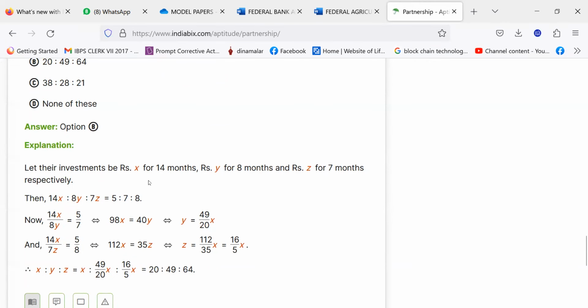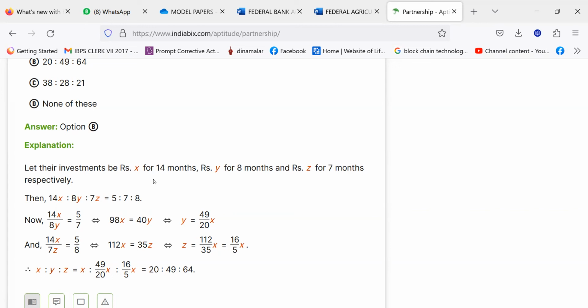So, sir, as we have to find the ratio of the investment, first of all, they have given the values for each person, such as X, Y and Z, for marking the ratio of investment. And as the profit is given, the profit will be based on the investment made. Profit is based on investment made and the period and the time. Yes, sir. Exactly. So for that only they are multiplying there.